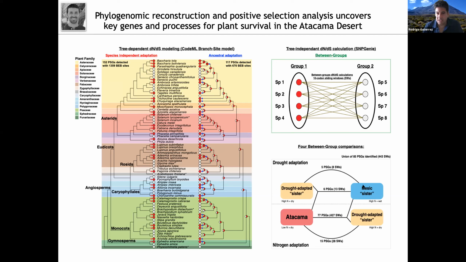So we did a drought adaptation comparison, where we took drought adapted sister and mesic sister species, or drought adapted and the Atacama species with the mesic. And also we had nitrogen adaptation comparisons, where we compared the low nitrogen soils, so species that grow on low nitrogen in Atacama versus drought adapted species that grow under high nitrogen soils, or mesic species. And here are the numbers of PSGs for this comparison: 5, 6, 77, and 15 in the last comparison, for a total of 85 positively selected genes identified using this strategy.